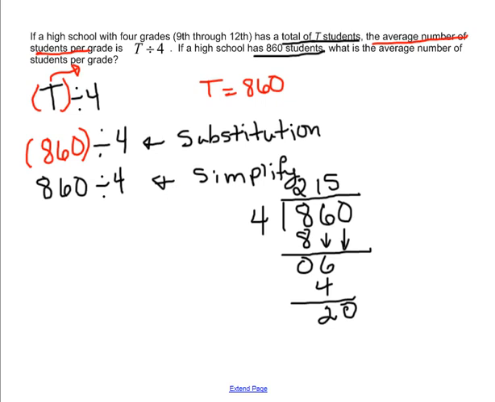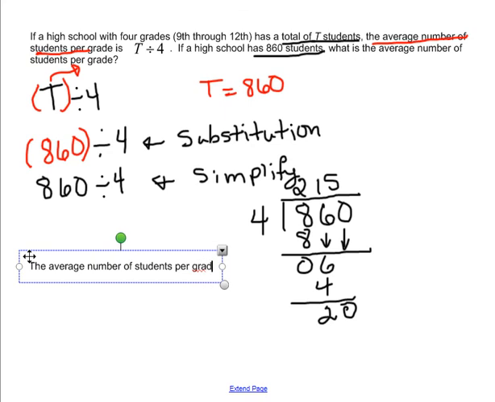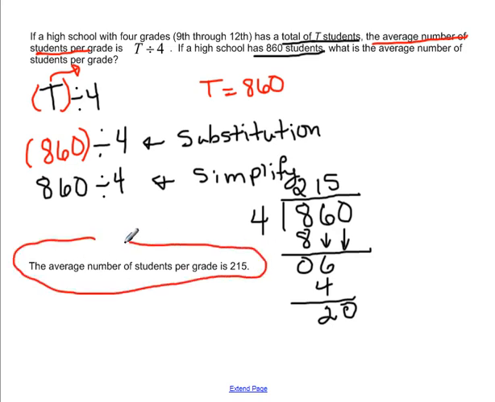So now that we've got all of our work done, we can answer the question. We want to answer it in a complete sentence. So we're going to say the average number of students per grade is 215. So we're putting the answer that we came up with from our math into an English sentence so we can clearly communicate with whoever it is that's asking this question what our final answer is. So this is how we would write the final answer for this problem.